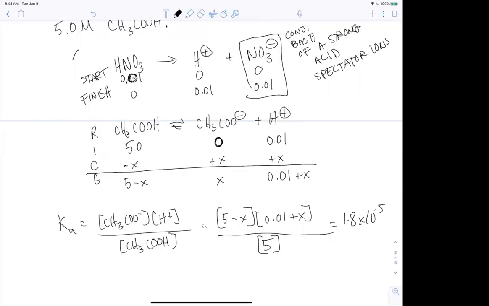you could start by calculating the pH of the original solution, then add in the nitric acid and see how much it changes. That's a reasonable way to do the problem. This is a faster way to do the problem, I think.